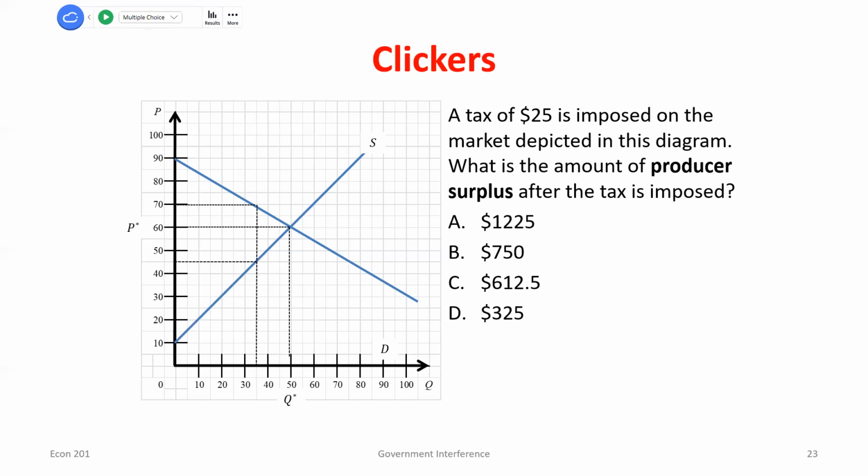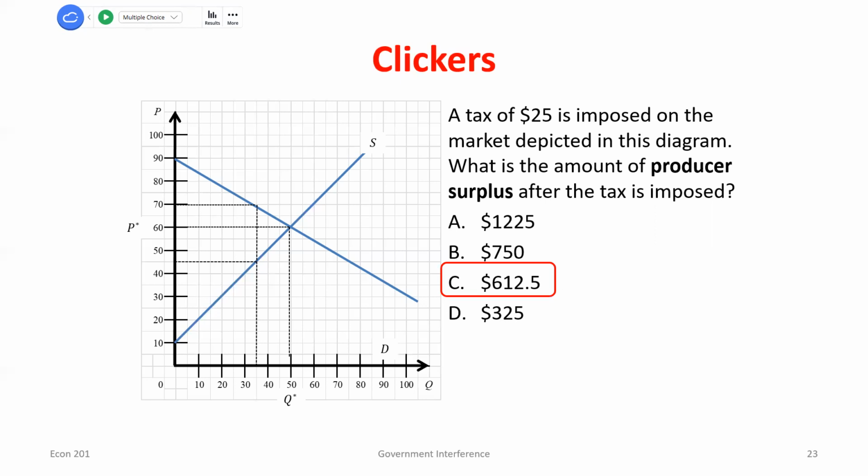So here I'm looking for the area below the new price sellers keep, because that's their benefit, the difference between that and their supply curve. It goes from 10 to 45, so the height's 35. The quantity after the tax is 35 as well. So 45 minus 10 times 35 times a half, 1225, so 612.5. Okay. Any questions there before we keep moving?